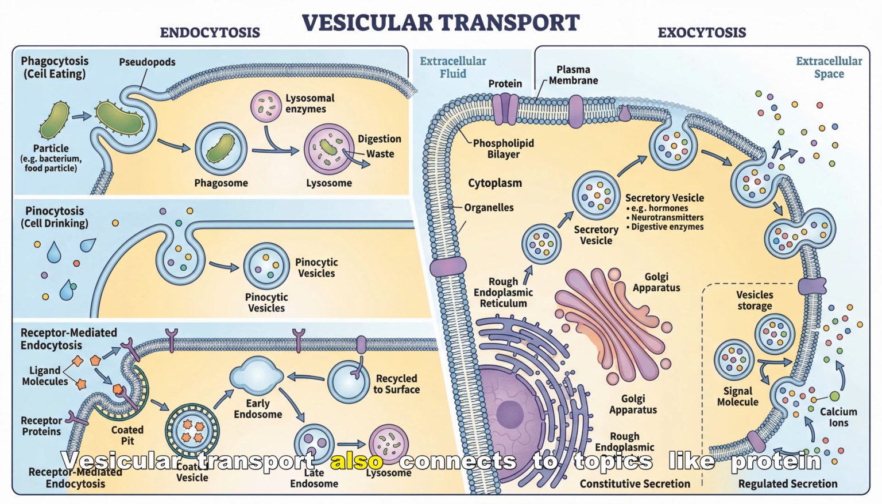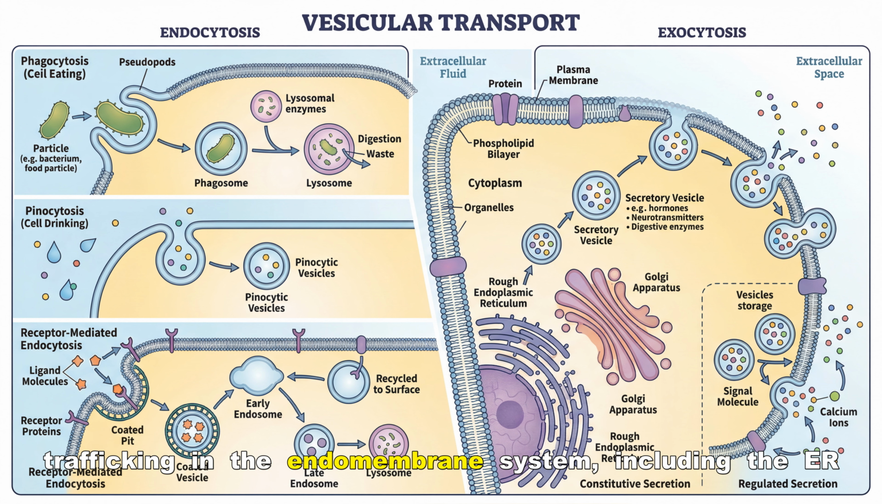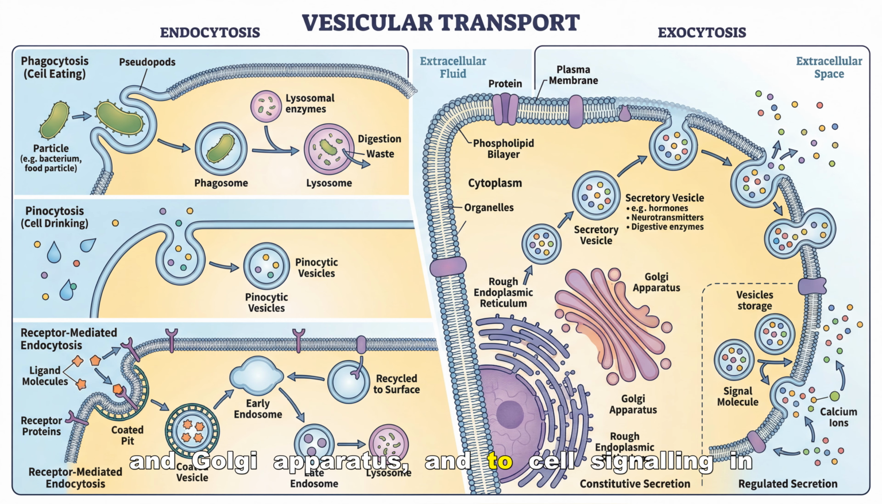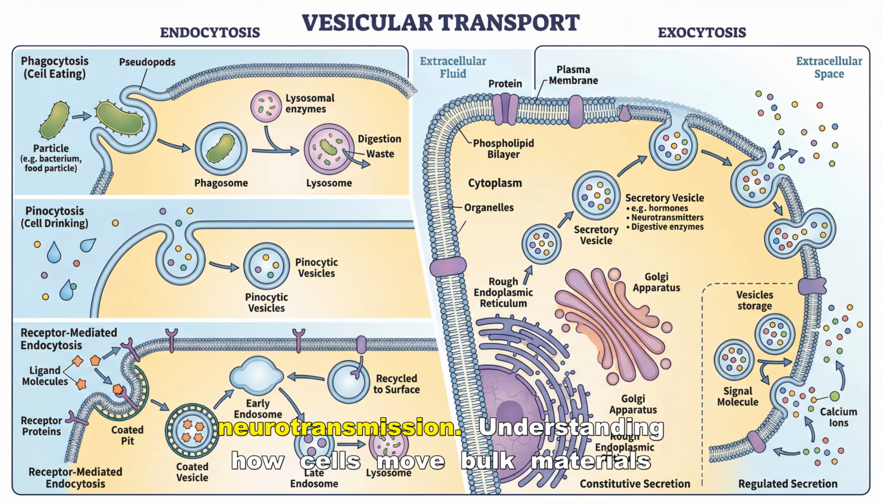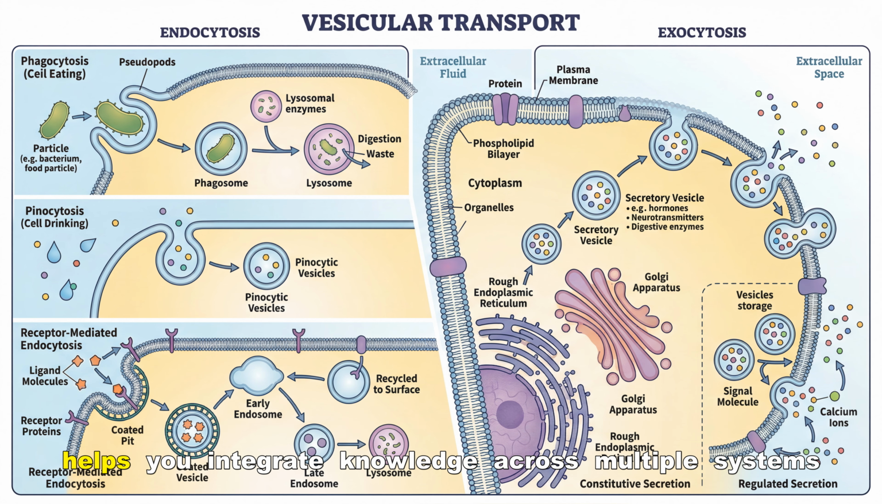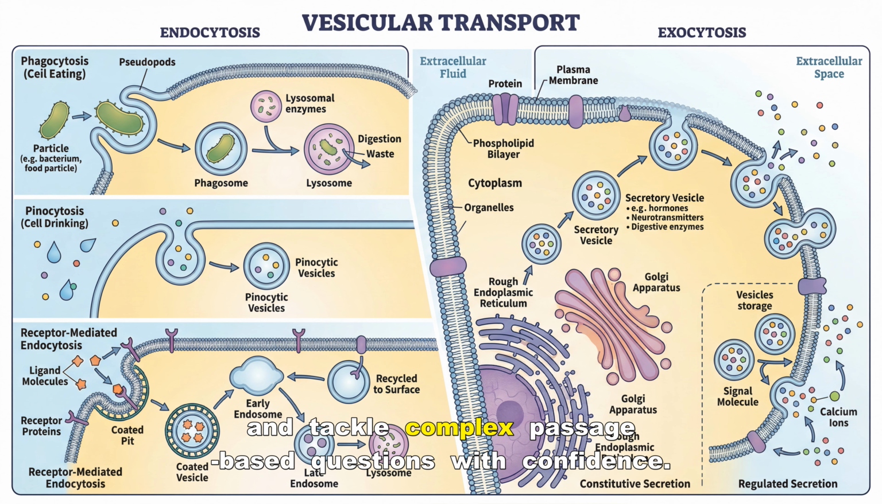Vesicular transport also connects to topics like protein trafficking in the endomembrane system, including the ER and Golgi apparatus, and to cell signaling in neurotransmission. Understanding how cells move bulk materials helps you integrate knowledge across multiple systems and tackle complex passage-based questions with confidence.